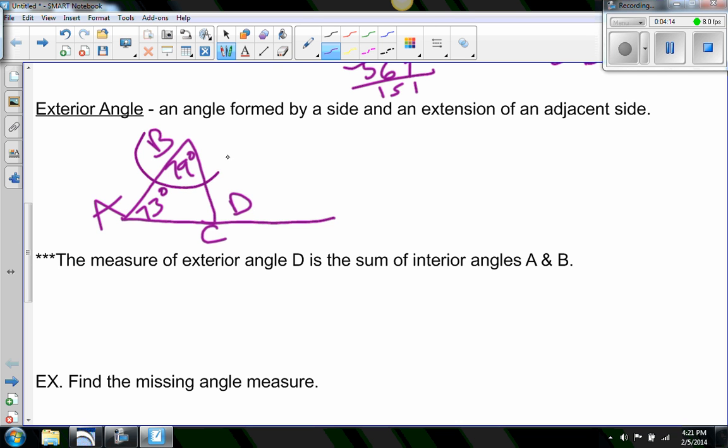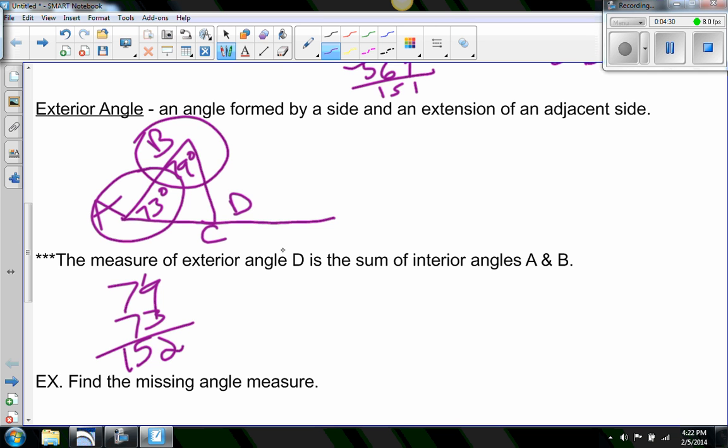So I could add these two up. That's one way I could do it. And whether you think that's easier or not, I don't know. But there's actually another way to do it. But let's just do it that way since that's what it says. So 79 plus 73 is 152 degrees. So that means that angle D is going to be 152 degrees.